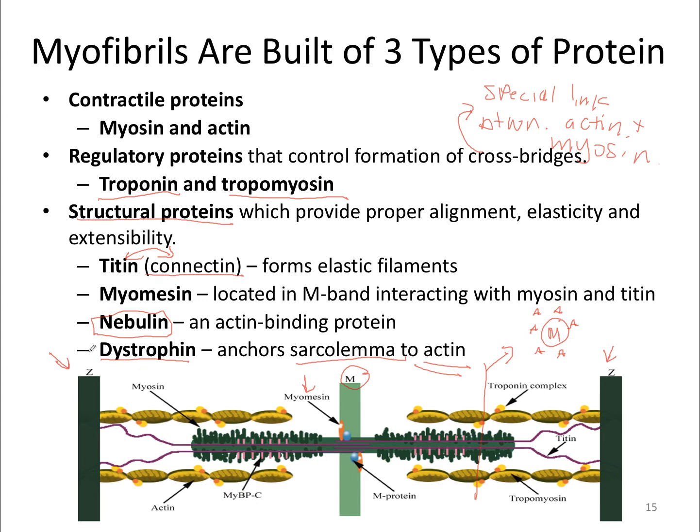So if this word looks familiar to you, dystrophin, that is because it is associated with muscular dystrophy, and muscular dystrophy is an error in the gene for dystrophin, such that dystrophin is either absent or it's non-functional. So I believe there's a slide about muscular dystrophy that I included later in the presentation, so we'll talk more about that then.